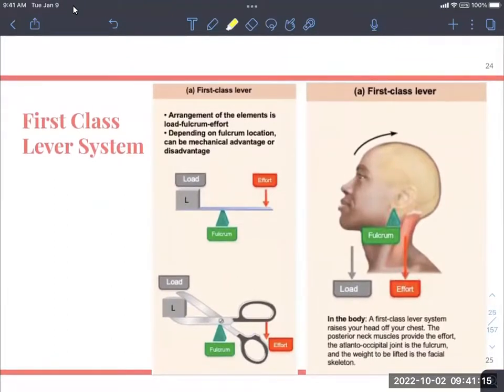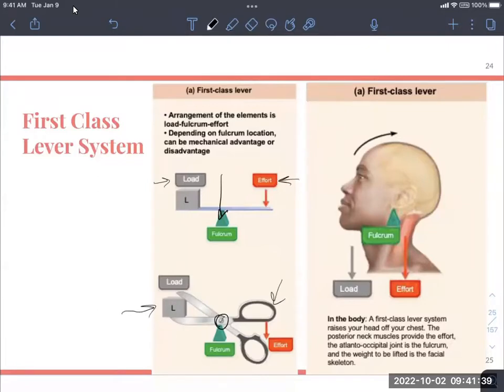So here you see that the fulcrum is right between the load and the effort here. Again, your effort when you're using scissors is where your fingers are, and you're moving the scissors. The fulcrum is that screw in the middle, and the load is what you're trying to cut.